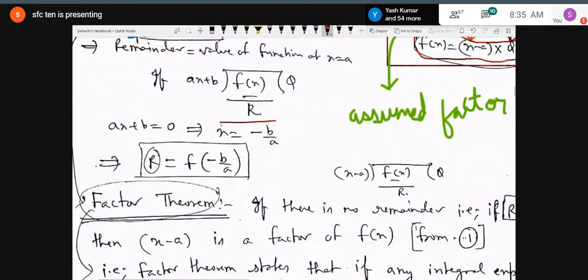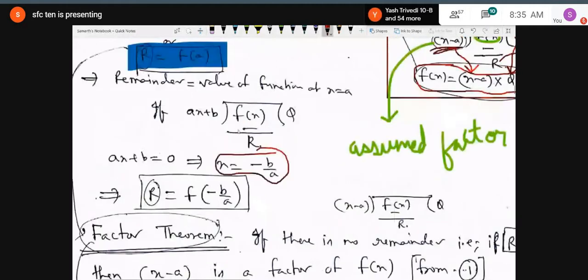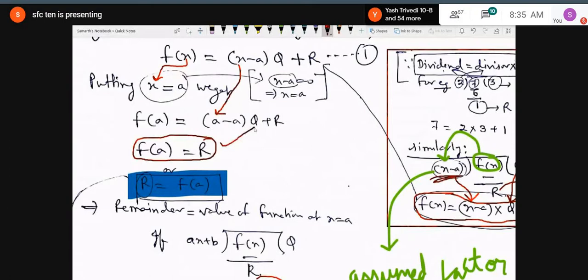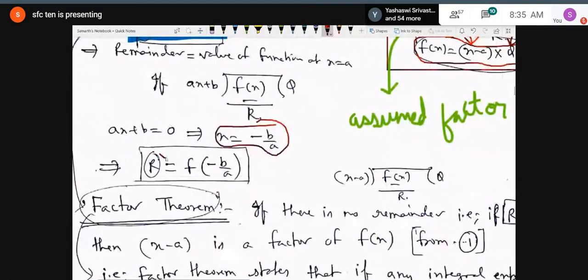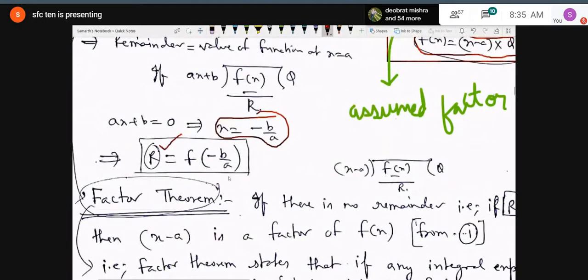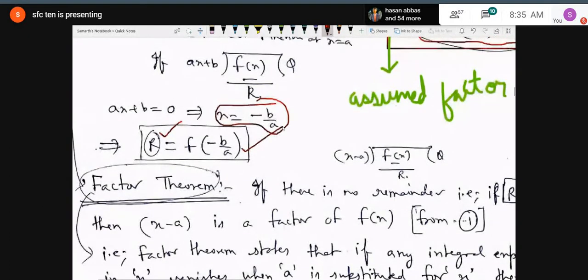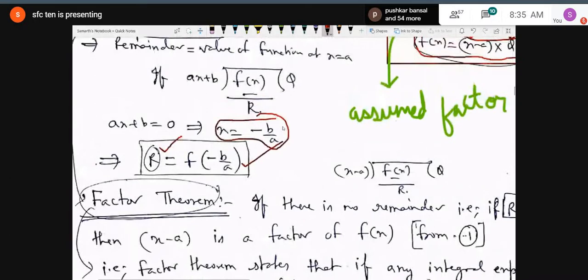So when you replace x by minus b upon a, and I told in the previous case that the remainder is equal to the value of the function at that point. So over here what is x? In this case minus b upon a. So directly you will get the remainder as f of minus b upon a. That means the remainder is equal to the value of the function at x is equal to minus b upon a. Over here we are talking in terms of variables, so it might not be very clear. But when we proceed with the examples, then it will be clear.